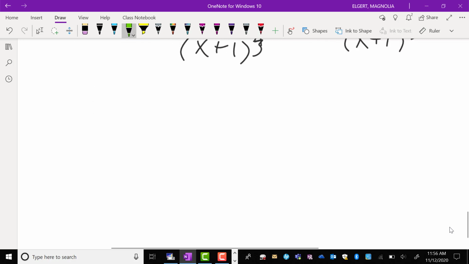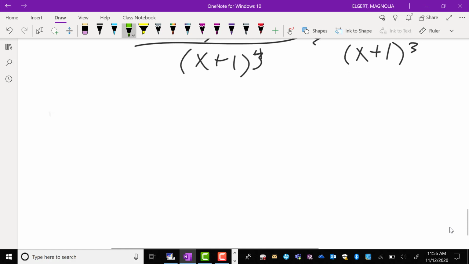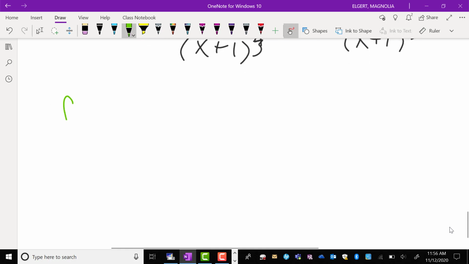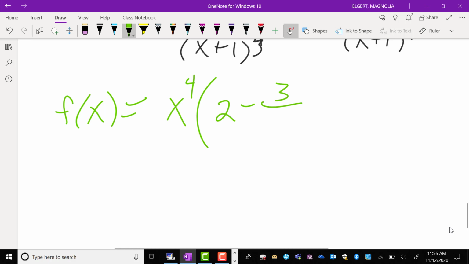There's one other thing I wanted to show you that you might see on your assignment today, and it's a problem like this. It's just a first derivative, but it's one that I would do algebra first. So like if you have x to the 4th times 2 minus 3 over x plus 4, like that. This is a product rule and a quotient rule. Or you can do algebra first.